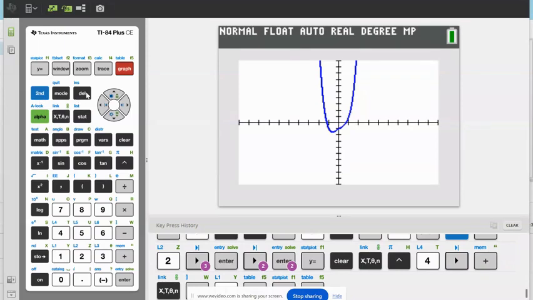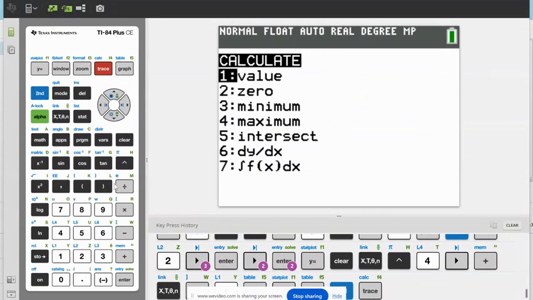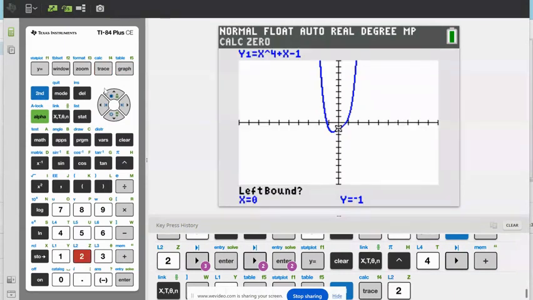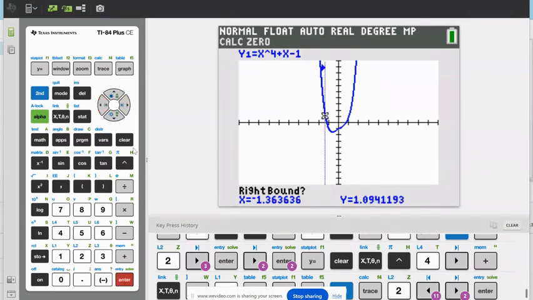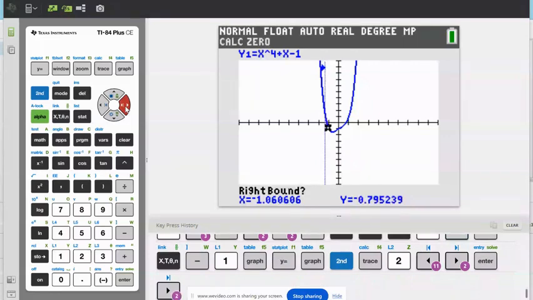Who remembers how we do it? Good. Second trace, option 2. Now I'm going to left bound first. Then I'm going underneath that. When it says guess, I press again, and now I'm rounding to the nearest hundredth. What is this rounded to the nearest hundredth? Negative 1 point what? 22.